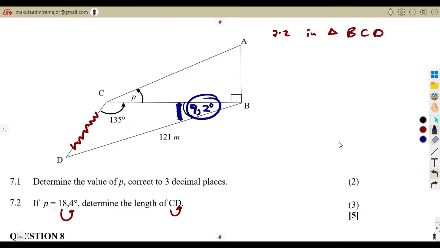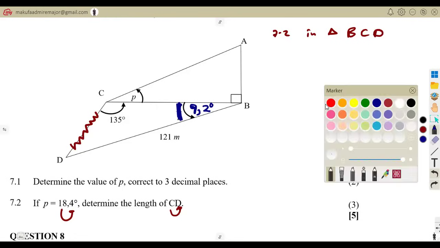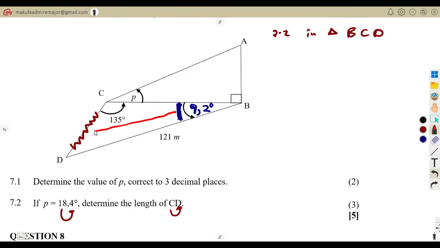There's an angle that we have which corresponds to a certain side. And also there is an angle that we are given of 135, which also corresponds to a certain side of 121. And it's a non-right angle triangle. That's why we have to relate like this to see which rule is going to work. You can see that the best is going to be the sine rule, where an angle corresponds with a side.